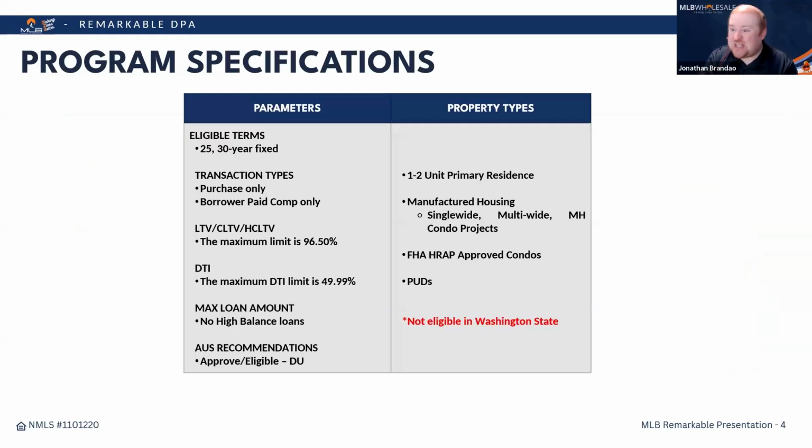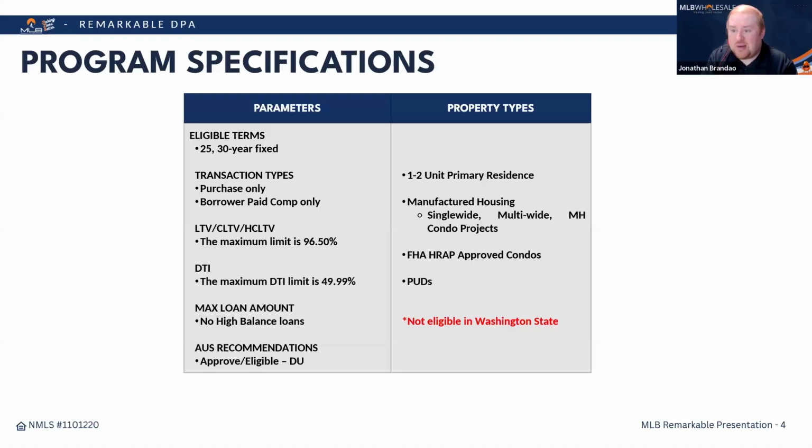Now, some other specifications to keep in mind. You can do either a 25 or 30-year fixed on these. It is purchase only since it's a DPA. A big one to keep in mind here is that it is borrower-paid compensation only. So when you're running it through the pricing engine specifically, you have to select borrower-paid compensation in order to show this product as an eligible product. The same thing applies once you actually register the loan with us and you're locking it. It needs to be set up as borrower-paid in order for the Remarkable DPA to become available to you.